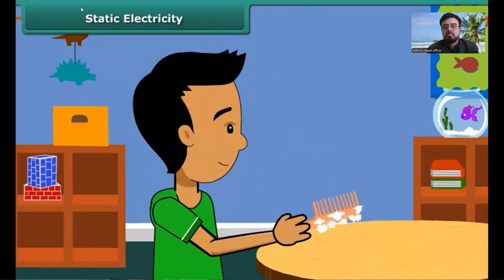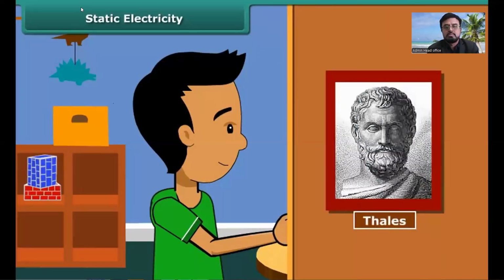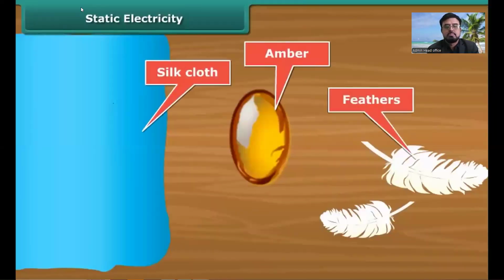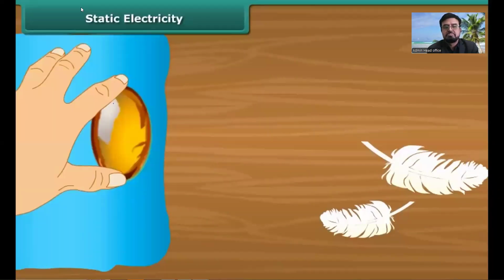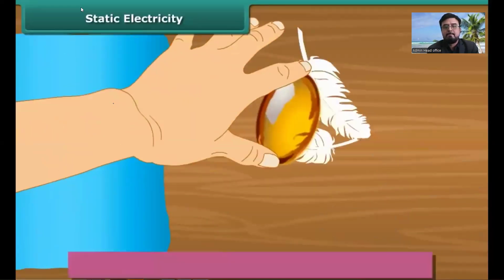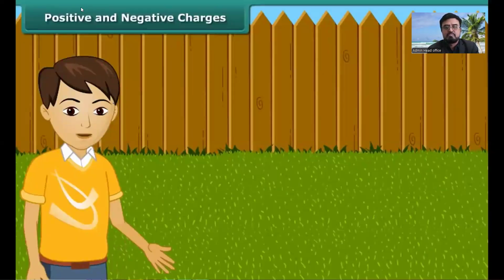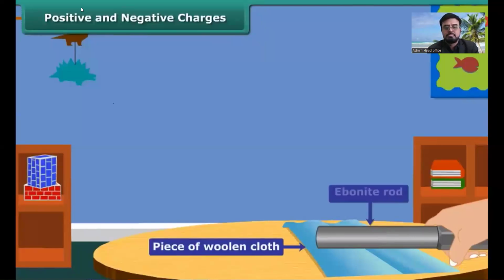When we comb our hair with a plastic comb and take it near small pieces of paper, the paper pieces are attracted toward the comb. This you can do as an experiment. We then say that the comb is charged with electricity. This was first noticed by a Greek man named Thales over 2,500 years ago. Thales found that amber attracted tiny feathers after it was rubbed with silk cloth. This was due to static electricity. The origin of the word electricity comes from the term electron.